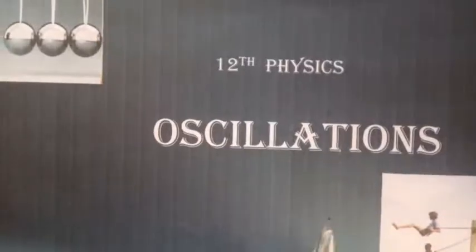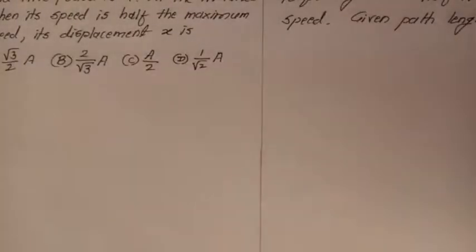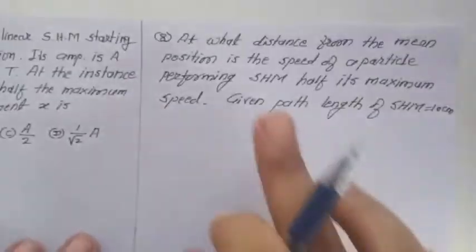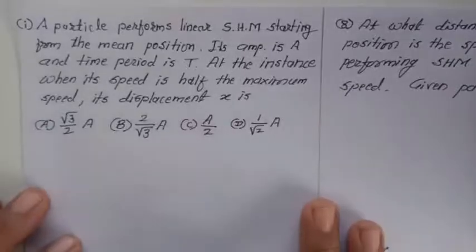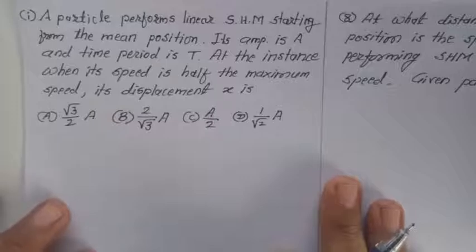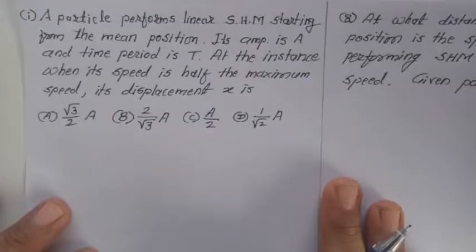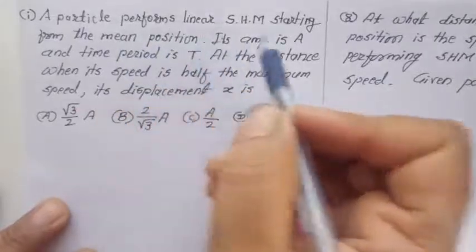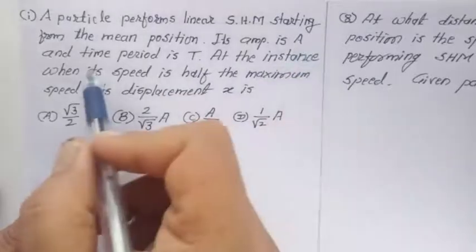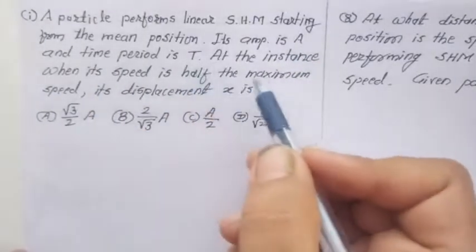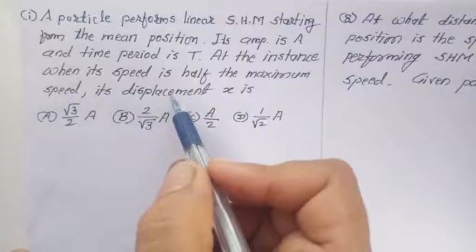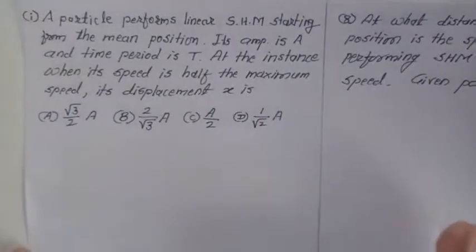Now we start here the problem first, that is the objective. Actually the problem number 8 and this objective are somewhat similar. How is that? See here, after explanation it will be clear for you. What is the first objective? The first objective is that a particle performs linear SHM starting from the mean position. Its amplitude is A and time period is capital T. At the instance when its speed is half the maximum speed, its displacement x is. Means you have to find its displacement.